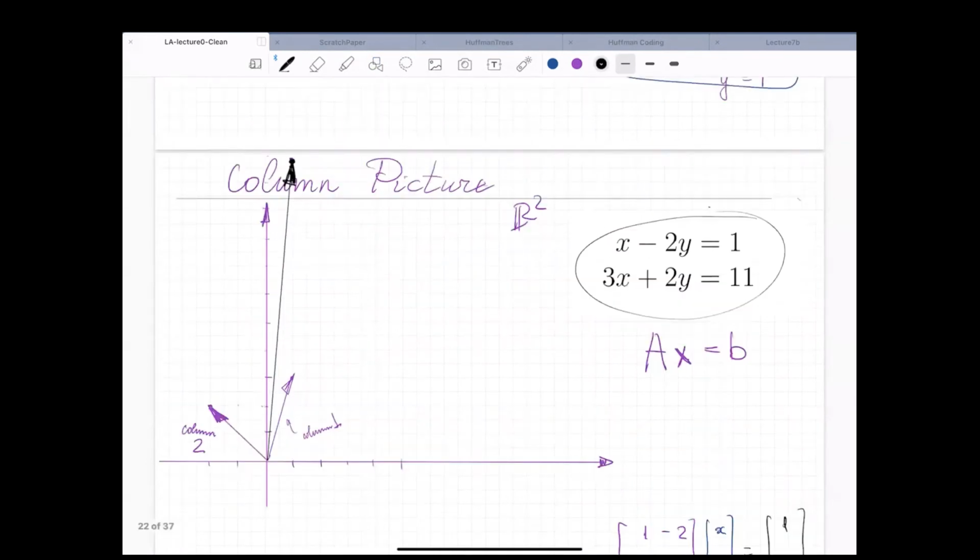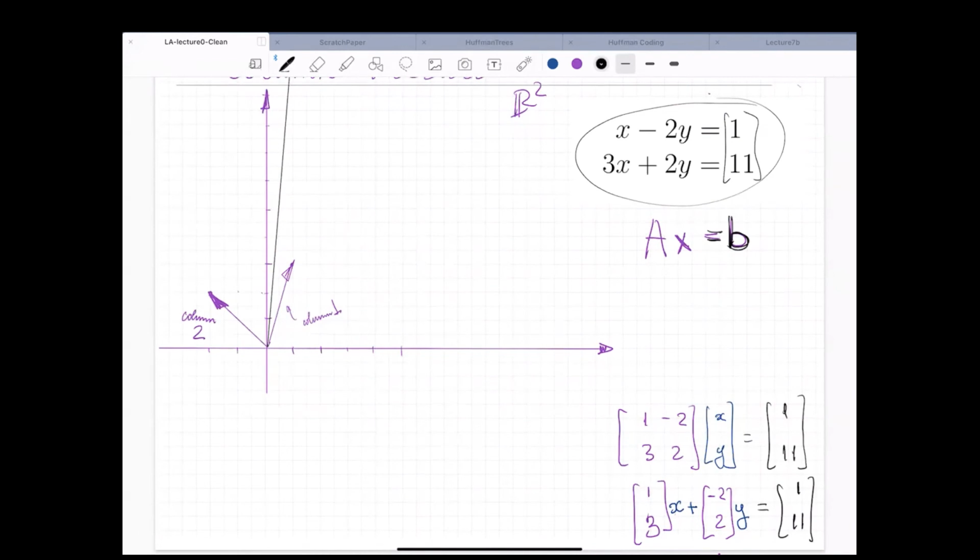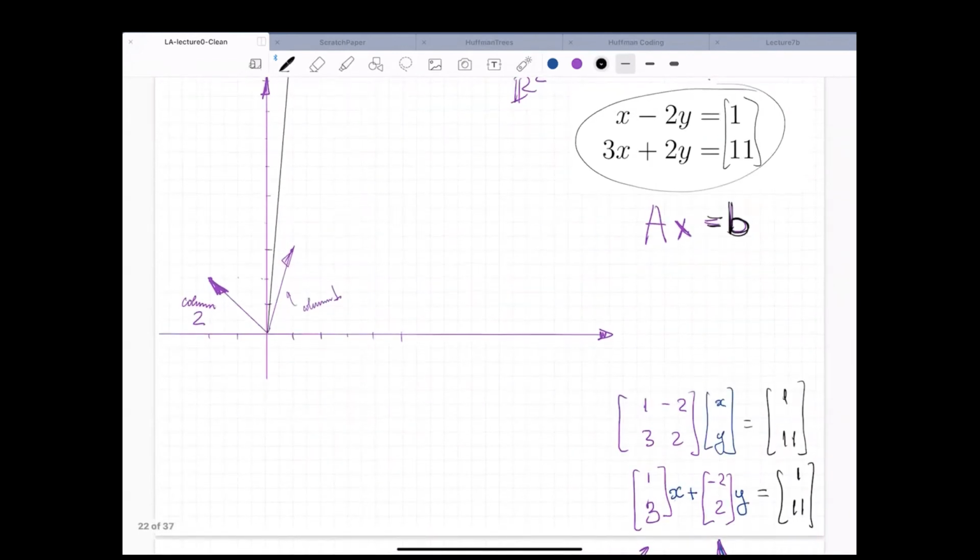This is the right-hand side. This is B, which is 1, 11, what I plotted. What does this system say? What does it mean to multiply, for example, column vector 1, 3 by the blue number X? It says scale the purple vector 1, 3, which is the column, X times. What does it mean to multiply by Y, the second column vector, minus 2, 2? It means scale it Y times, and then add them together.